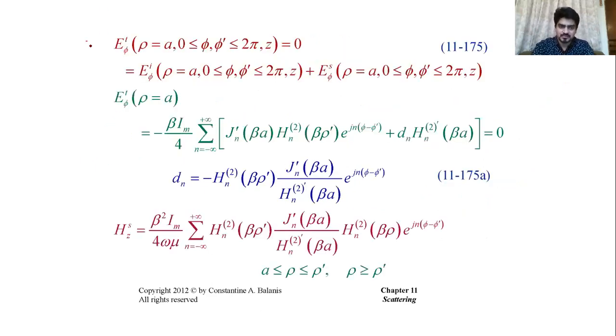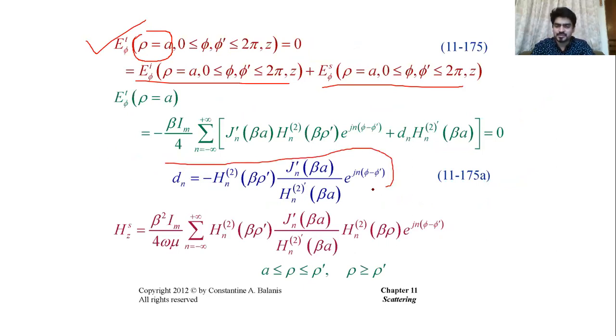When we impose this boundary condition at rho equals a, by adding the incident and scattered field, you will be able to come up with the expression of d_n. This is the expression of d_n which we can derive by imposing this boundary condition. When we substitute that definition of d_n, this will be your final expression for Hz, the total field. Now once we have this Hz, what would you do next?